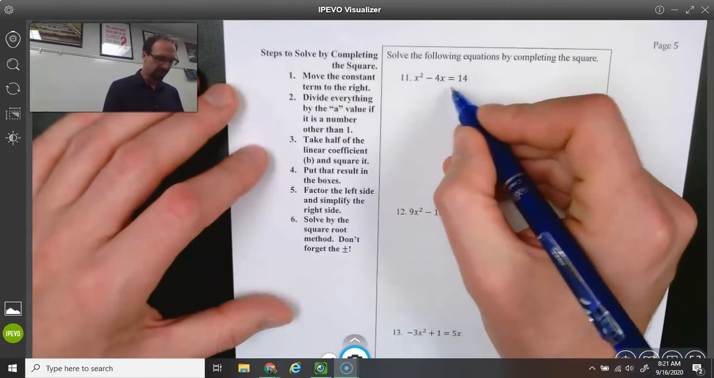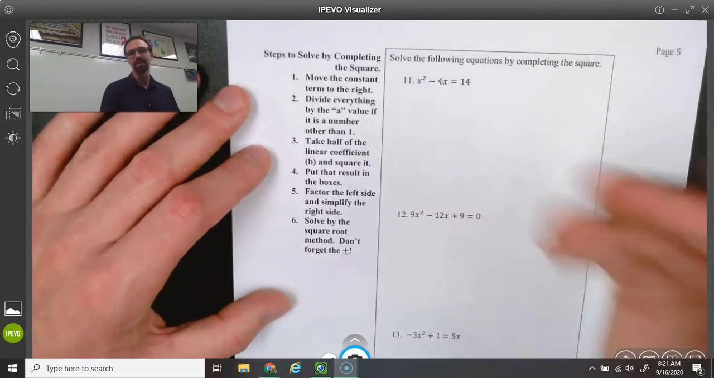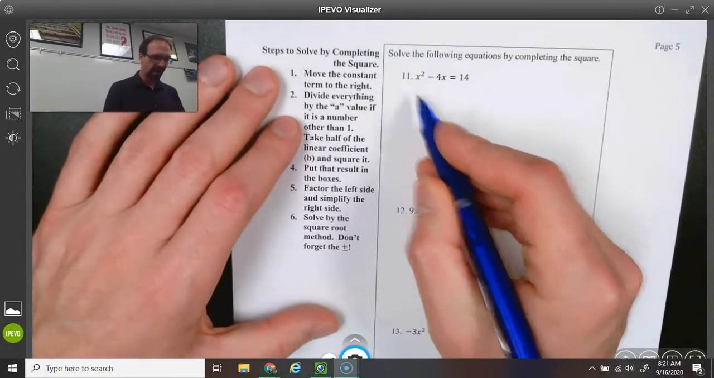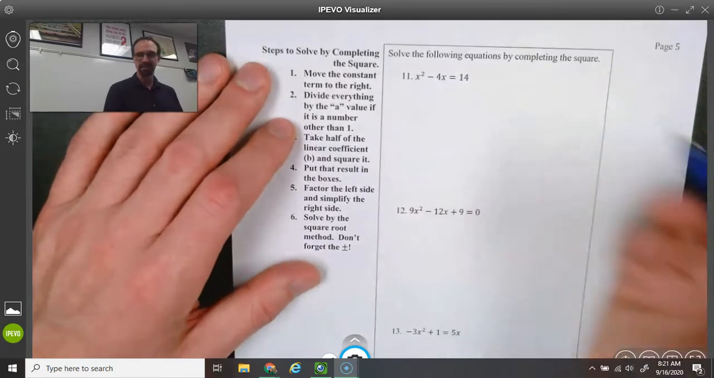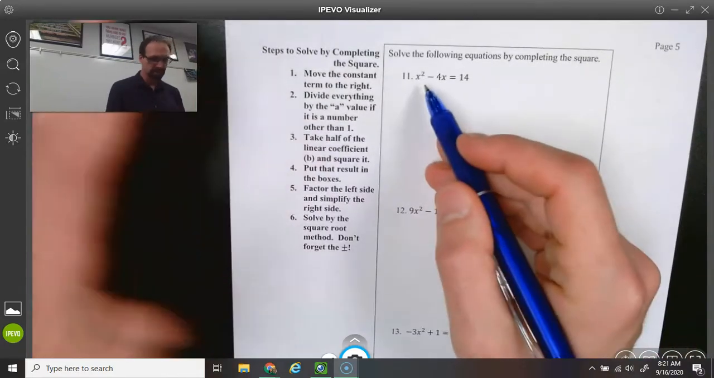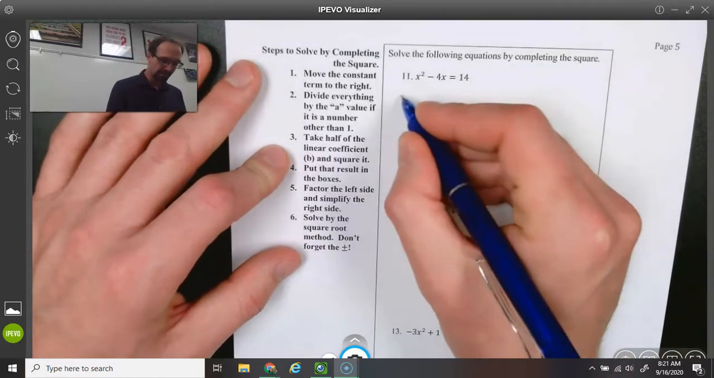One of the things that I want to do first is move the constant term to the right. Basically, you want to have your linear and your quadratic together and the constant off by itself. So in this case, what I have is x squared minus 4x equals 14. Next, divide everything by the a number if it is a number other than 1. You can divide it by 1 if you'd like. It doesn't change anything.